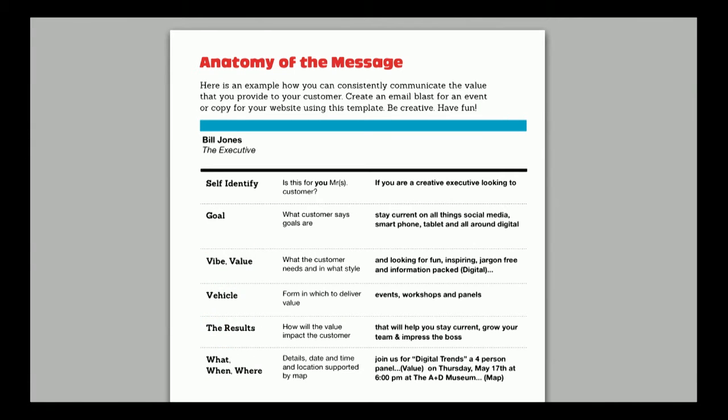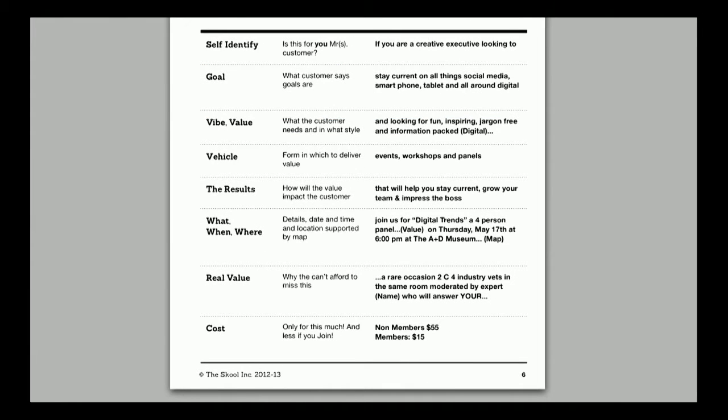So self-identify, this is when you're writing. Self-identify, communicate the goal, communicate the value and the vibe, the results, and what, when, and where, and finally what the real value and the cost is. And real value meaning is you can't miss this because of this, right?